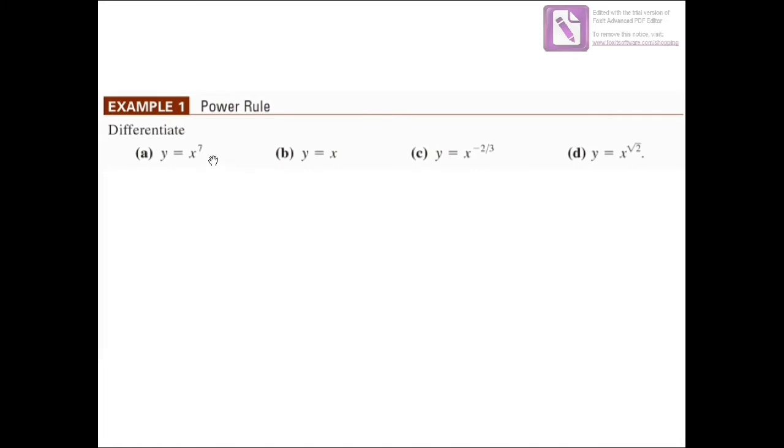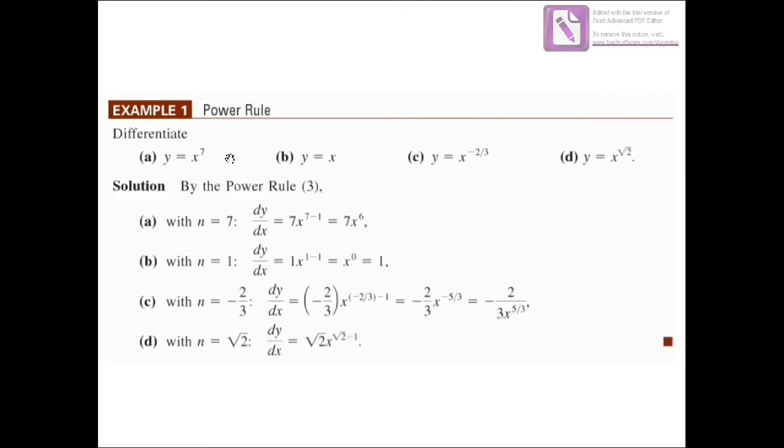So our n here is equal to 7. The derivative will be equal to 7 multiplied by x power 7 minus 1, which is 6. So with n equal to 7, dy over dx is equal to 7x power 7 minus 1. And we know that 7 minus 1 will be 6. So the derivative of x power 7 will be 7x power 6.